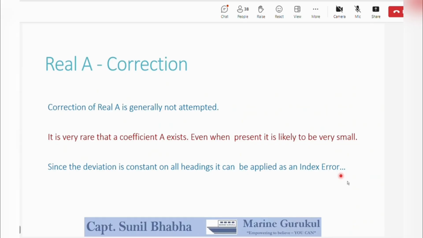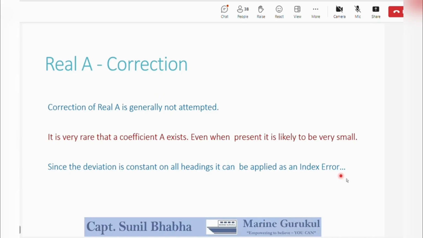Is that clear, beta? Any doubts? Clear. Very good, beta. Sir, can you repeat this one because my connection got lost?